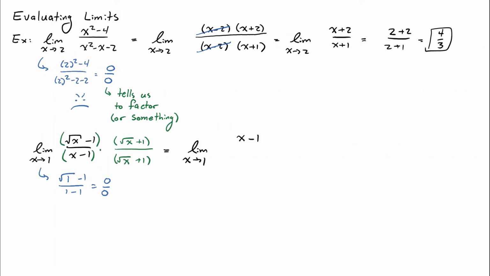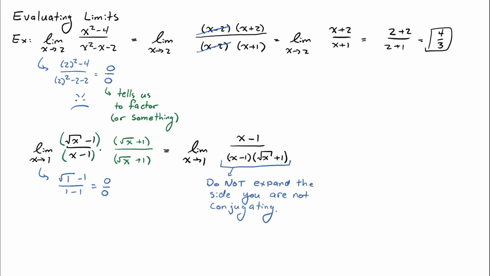Expand the side you conjugated, but not the side you aren't. Our goal is to cancel something. Don't make that more difficult. The x minus 1 cancels. Now we plug in 1 and get an answer of 1/2.